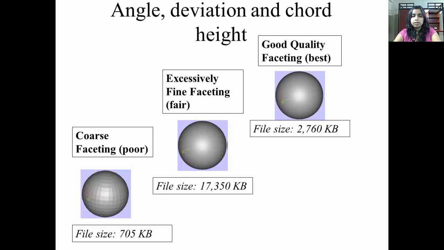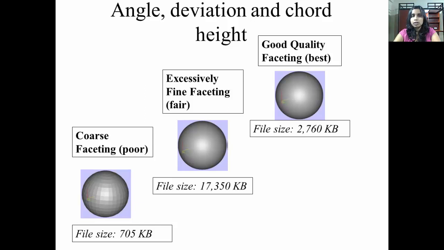The main disadvantage is that after creating the part in 3D modeling, coarse faceting produces flat spots on the surface of this geometry. So this is poor, with a file size of 705 KB. The coarse faceting is caused by large angle or deviation, or the chord length becoming high, or a combination of both. Excessively fine faceting has a file size of 17 MB.